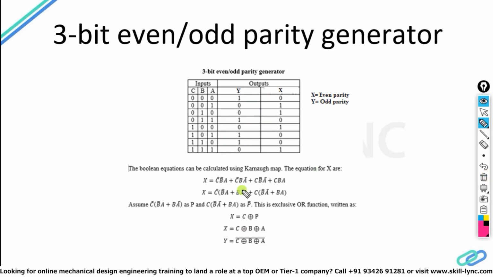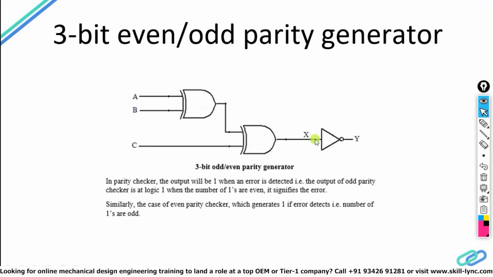So these are the equations that you are getting. Now looking into these equations, you can easily find out the logic diagrams, and then you can represent a single circuit diagram for the 3-bit even odd parity generator. So this is the 3-bit even odd parity generator.